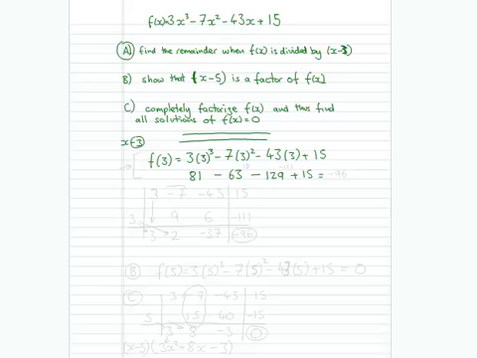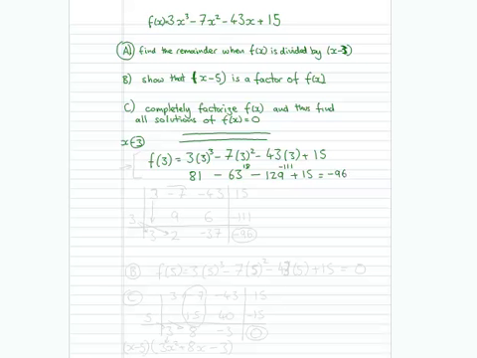81 take away 63 gives us 18. Take away another 129 gives us minus 111. And adding 15 gives us minus 96.